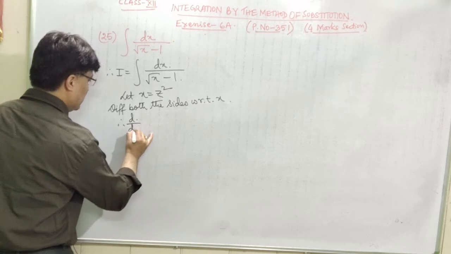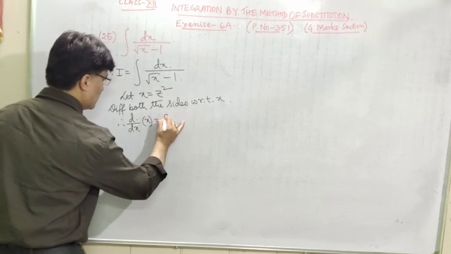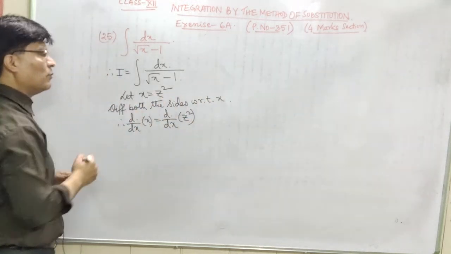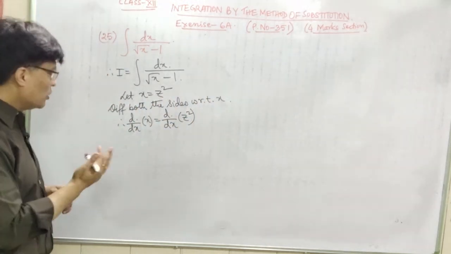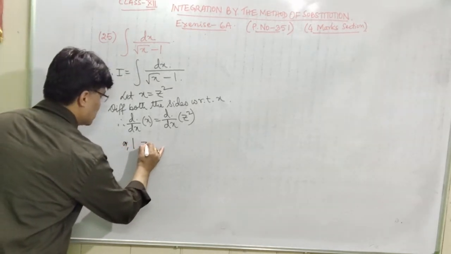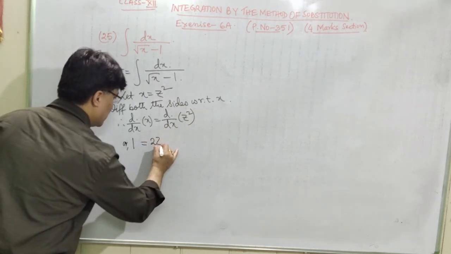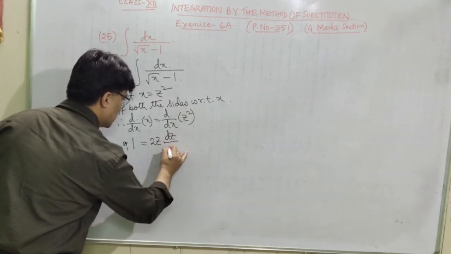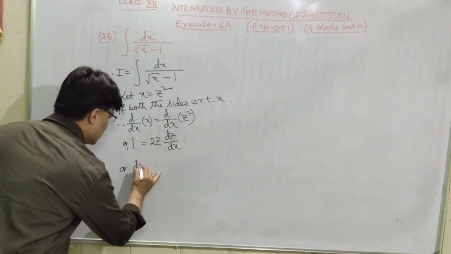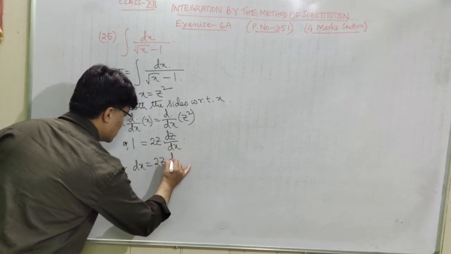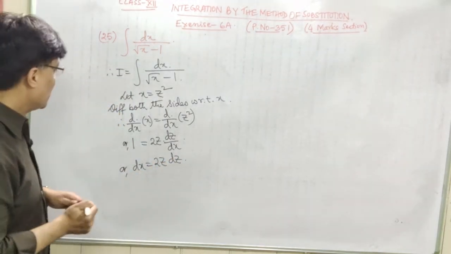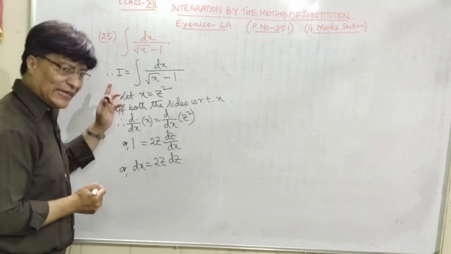So it will be d/dx of x is equal to d/dx of z square. What is d/dx of x? That is 1, is equal to, what is d/dx of z square? It is 2z into dz by dx. Now let us do cross multiplication here. So dx is equal to 2z dz. Is that understood?